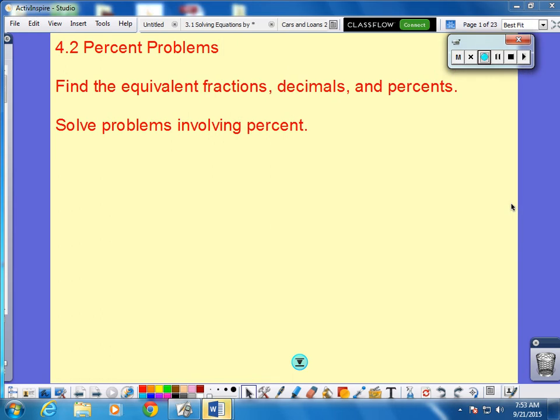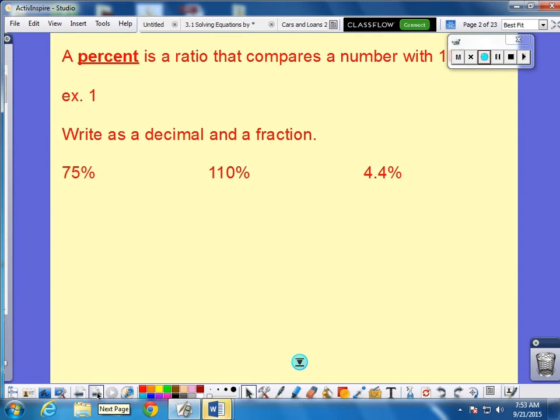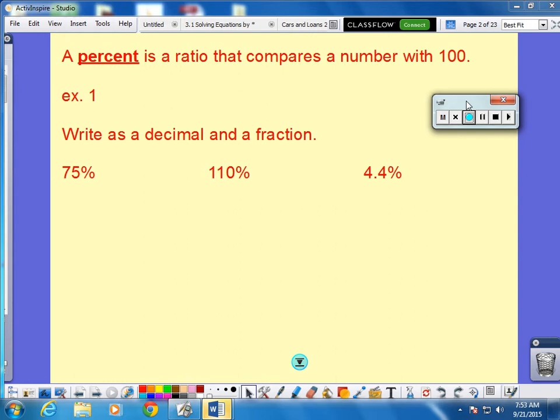Okay, today we're going to talk about percent problems. It's a very simple general math type topic. We're going to find equivalent fractions, decimals, and percents and solve problems using percents. We're going to do those as equations since that's what we've been studying in algebra. First of all, as you probably know, a percent is a ratio that compares a number to 100.